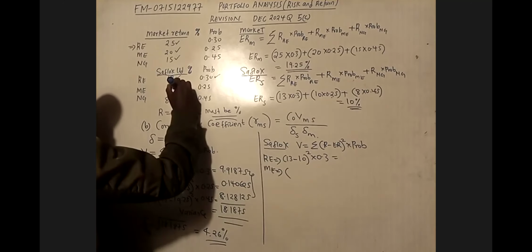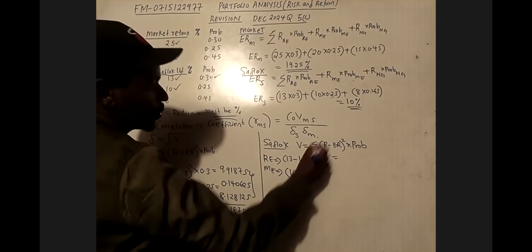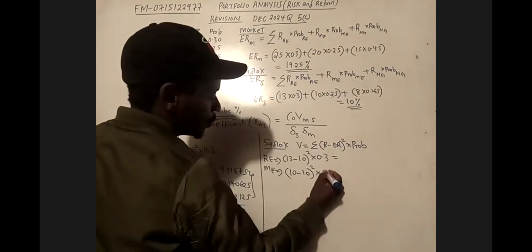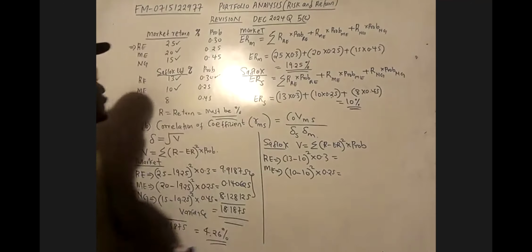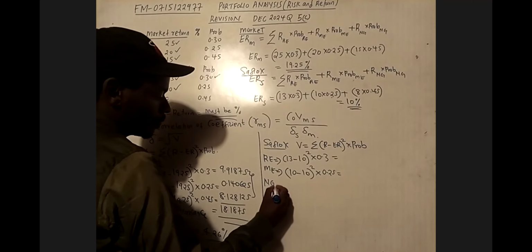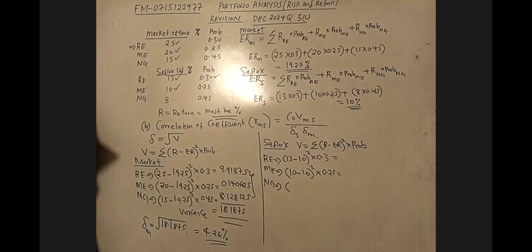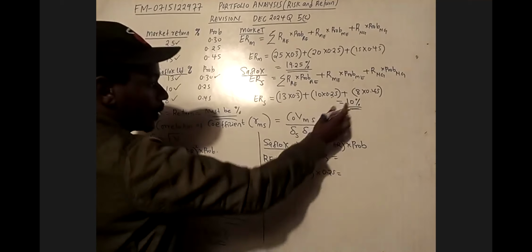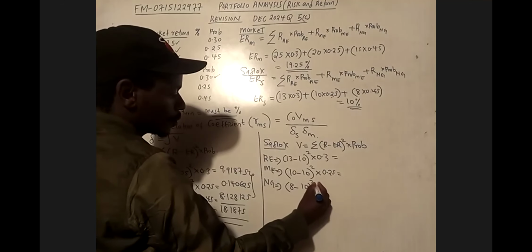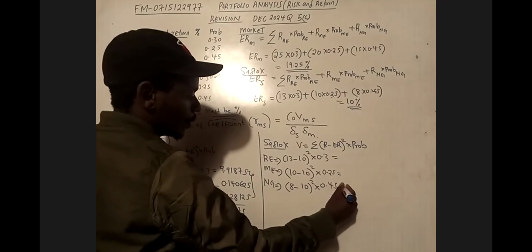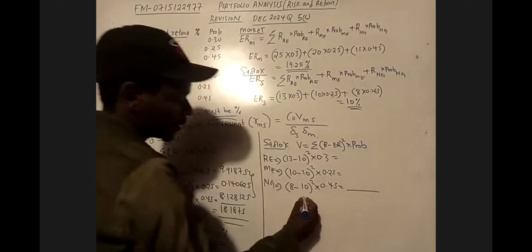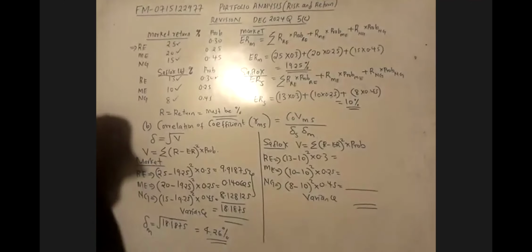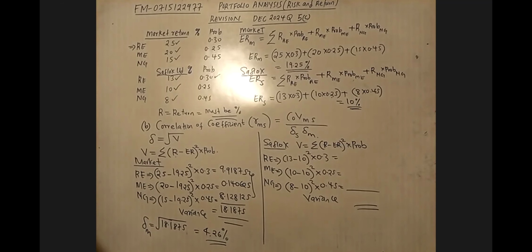So our return at this point is 10. Our expected return is still 10 squared. You multiply with 0.25. Then we go to no growth. Our return for no growth is 8. We minus our expected return, which is 10 squared, times 0.45. You add them together to get the variance.